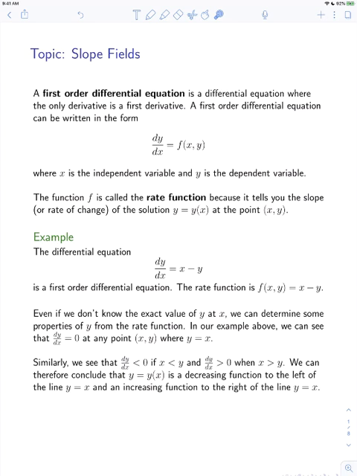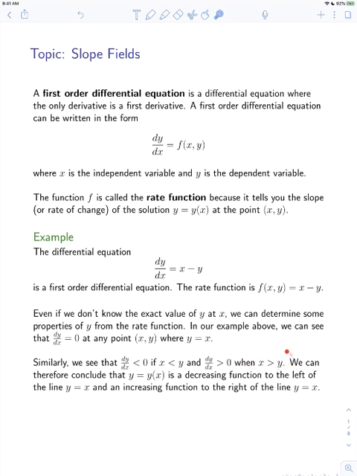Similarly, if x is less than y, what does that tell us about dy/dx? If x is smaller than y, then the result will be negative. So dy/dx will be negative. And what does that mean? That means that y is decreasing. If the derivative of y with respect to x is negative, then your function y is decreasing.